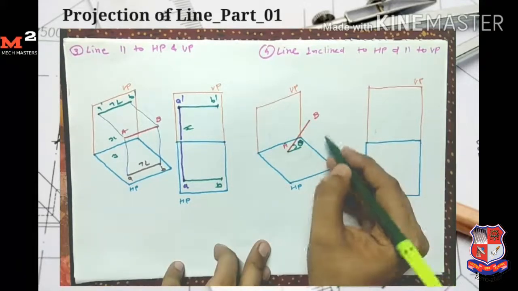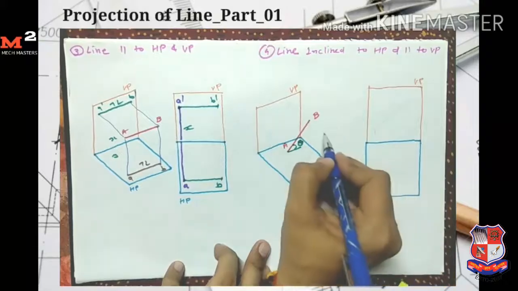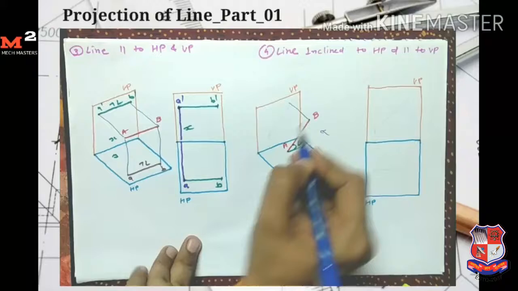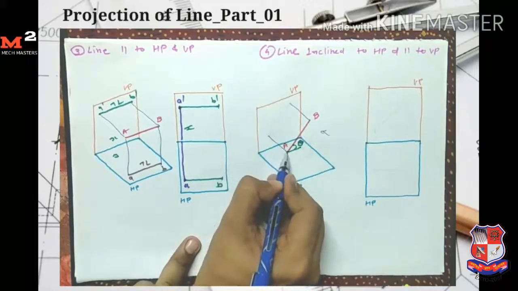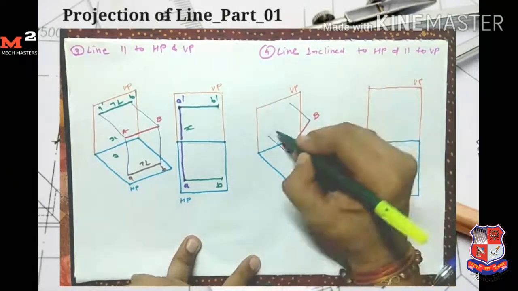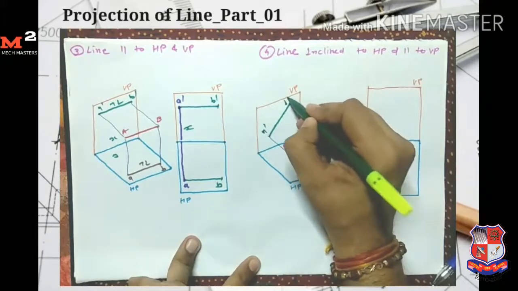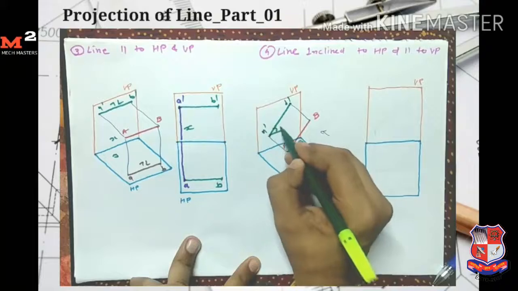Okay, so now for drawing its front view, I take the projection on the vertical plane at here and at here. So I get its front view here. I give the name A dash B dash. Here the angle is theta.